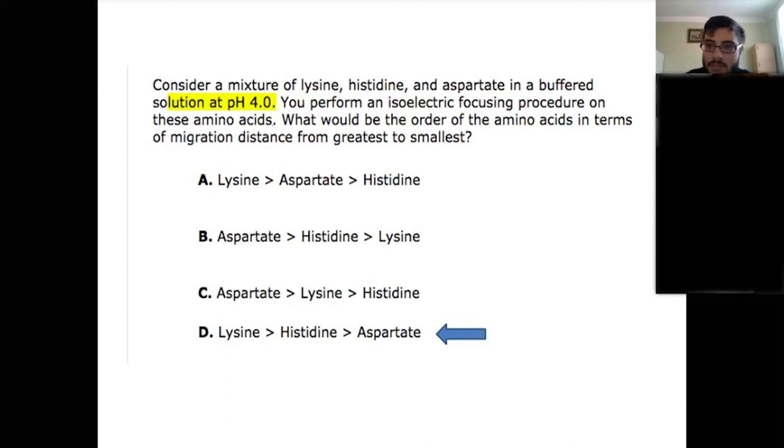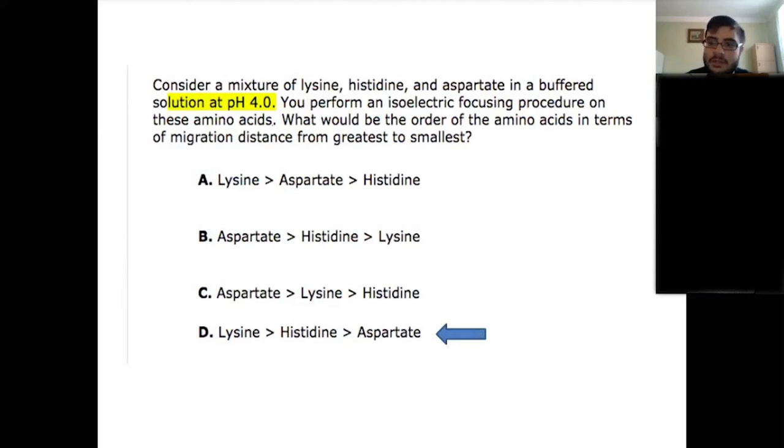It would obviously be lysine, because like I mentioned, for a single amino acid in isoelectric focusing, the pH where it stops correlates to its pKa value. Lysine has the highest pKa value, I think 10 or 12. Histidine has the second highest, around 6, so it'll move a little bit, but not as much.